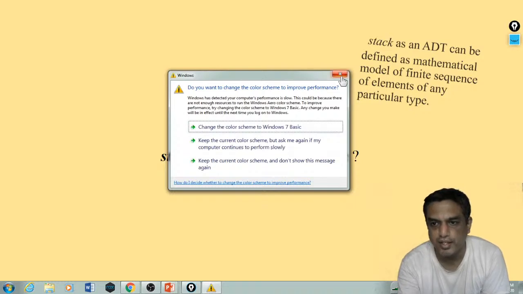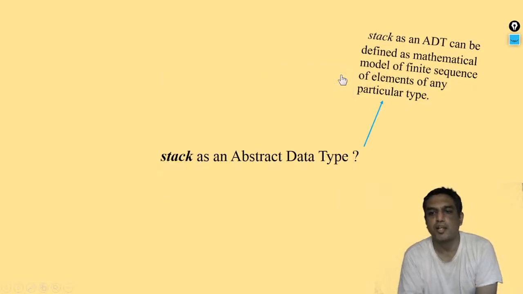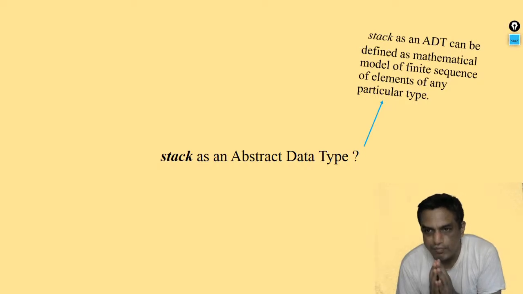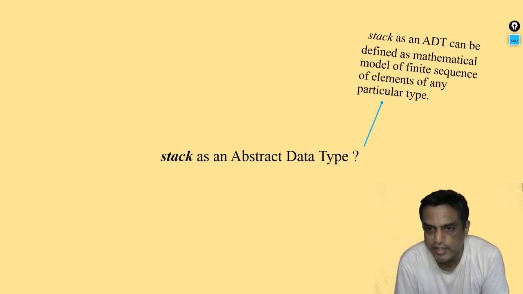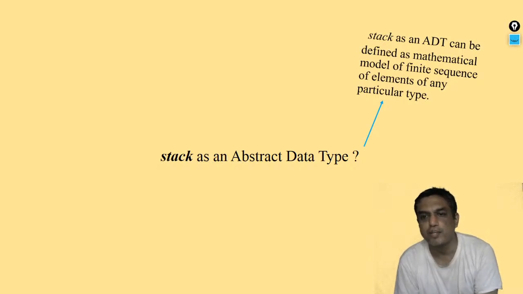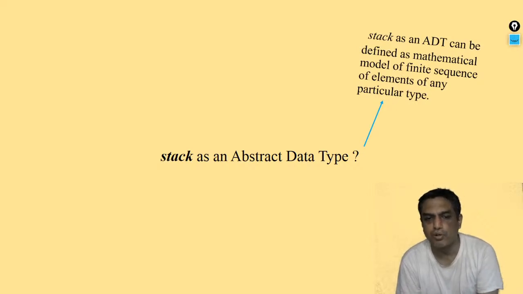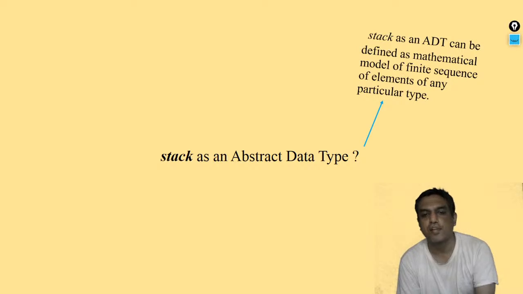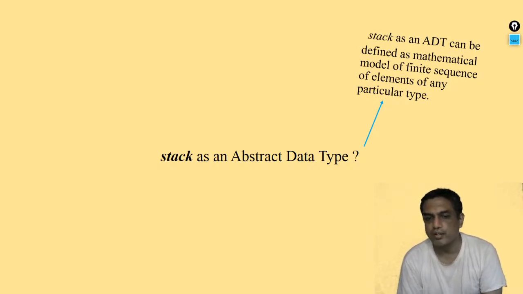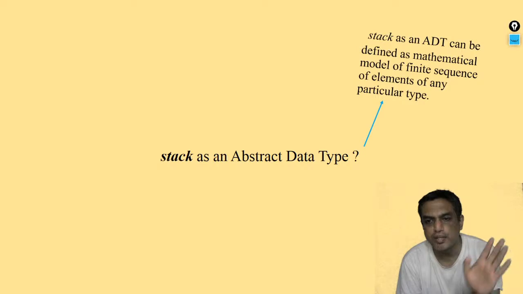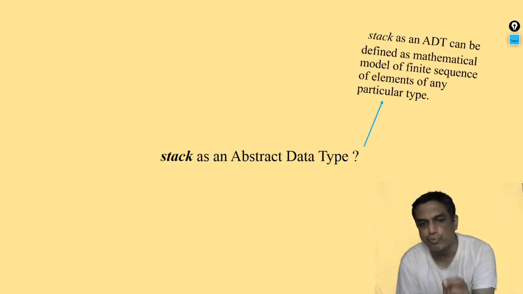Stack as an abstract data type can be defined as a mathematical model of finite sequence of elements. There cannot be infinite elements stored in the stack. A limited number of elements can be stored, of any particular type. We are not saying that we are going to store only integer numbers, or only characters, or only float numbers. Elements can be of any particular type, but the elements will be of one type.